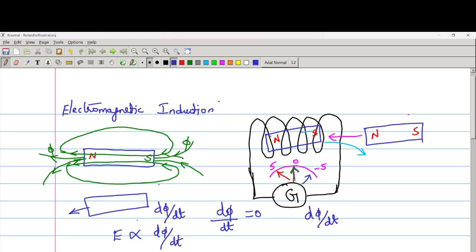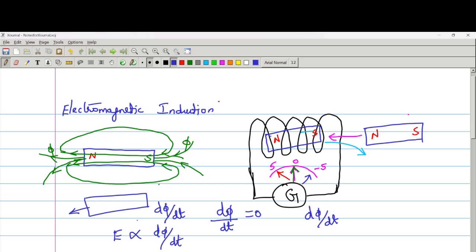That is, induced EMF is directly proportional to the rate of change of flux with respect to time. Whenever the bar magnet is stationary, there is no change in flux. Even though it is inside, there is no change in flux. Not that there is no flux, but there is no change in flux. Therefore, the rate of change of flux with respect to time is equal to 0. Therefore, induced EMF is 0. Whenever we move this magnet inside this winding, there is a rate of change of flux. It will create an induced EMF in the winding. That's why the galvanometer is showing the deflection.